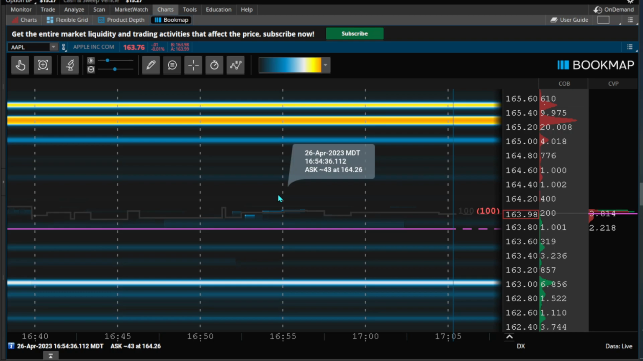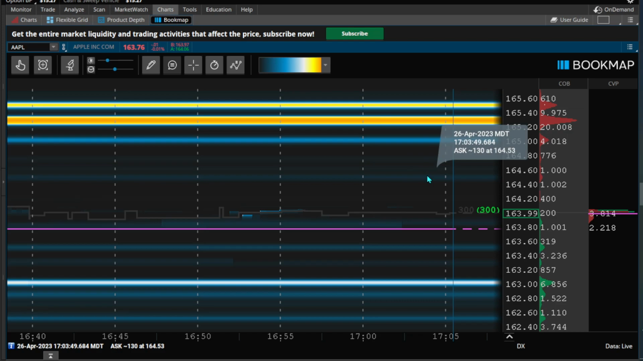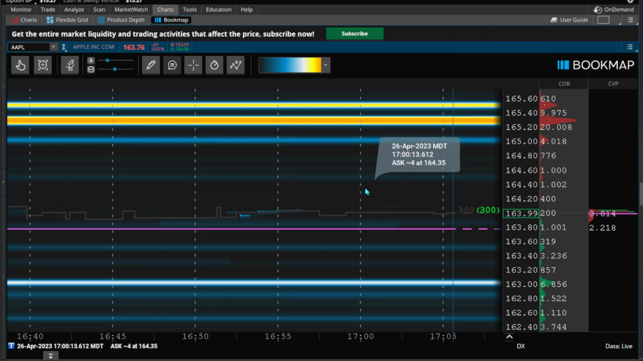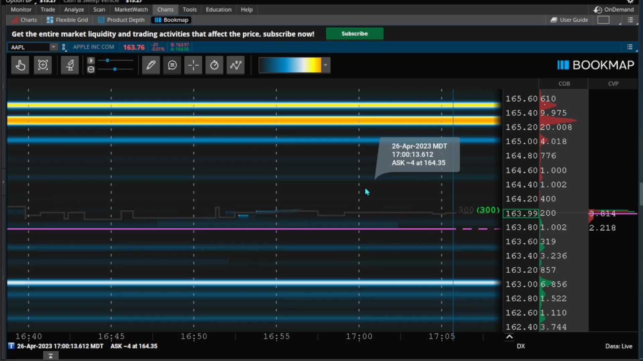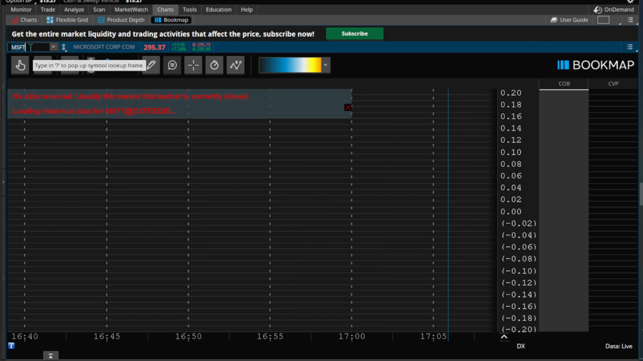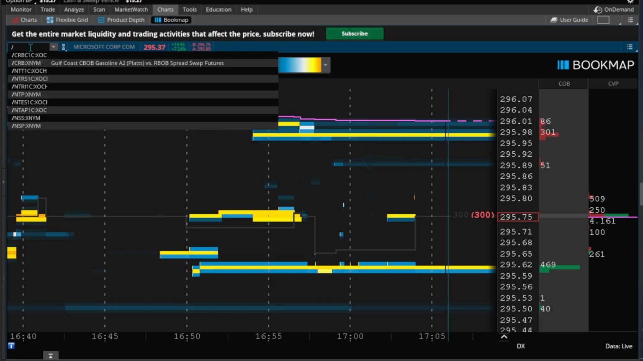Bookmap is actually free for 3 ticker symbols. All you need to do is call support. If you go to the top of your Thinkorswim tab, all the way at the top, there's a little headset button called support. Call them up and let them know, hey, can you activate Bookmap for me? I want the free trial version. They're going to give you Bookmap for 3 tickers: Apple, Microsoft, which is right here, and ES, which is S&P 500 mini futures. So ES right there.